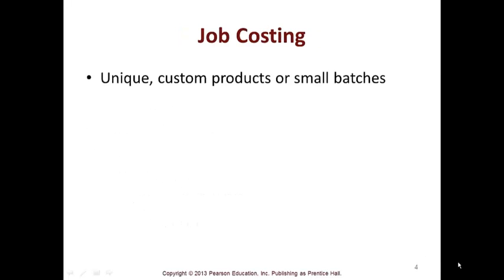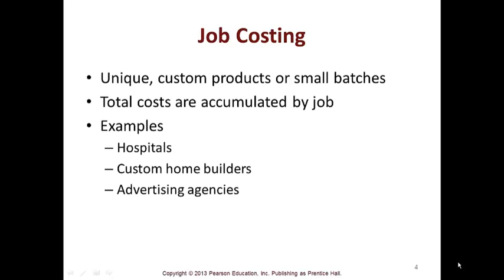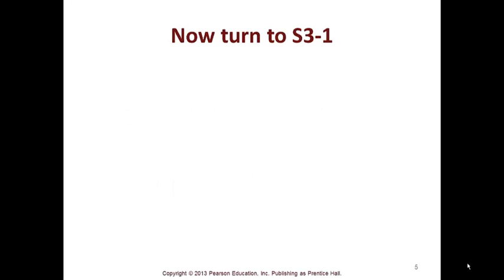Job costing is for unique custom products or small batches. The total costs are accumulated by job. Examples are hospitals, custom home builders, advertising agencies. There's all kinds of job costing examples out there in the world.